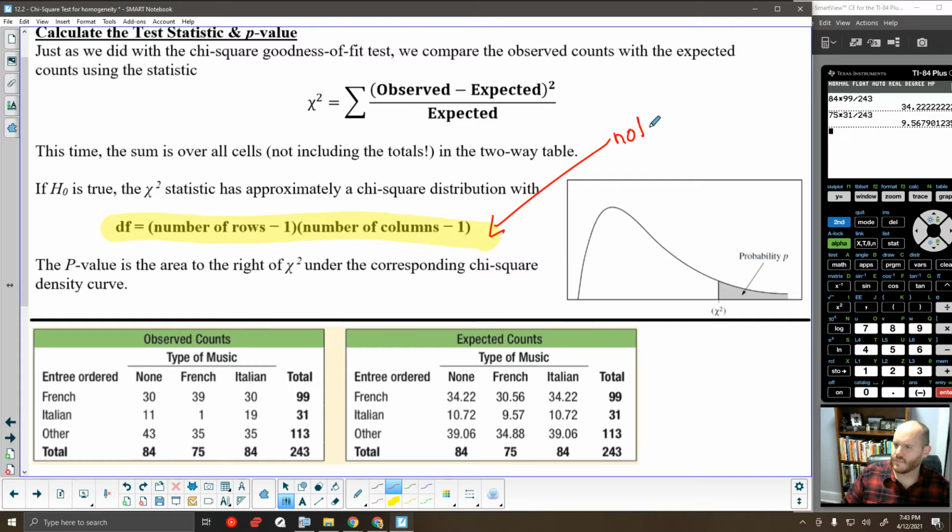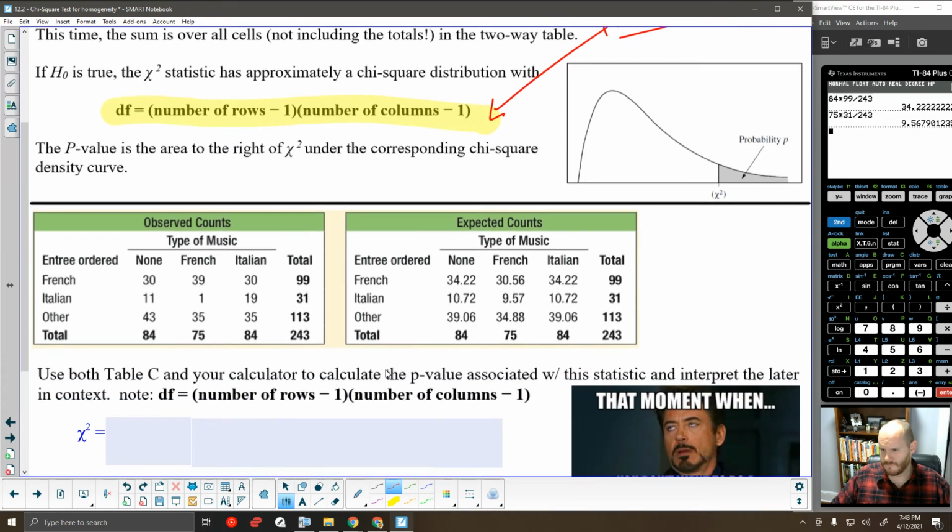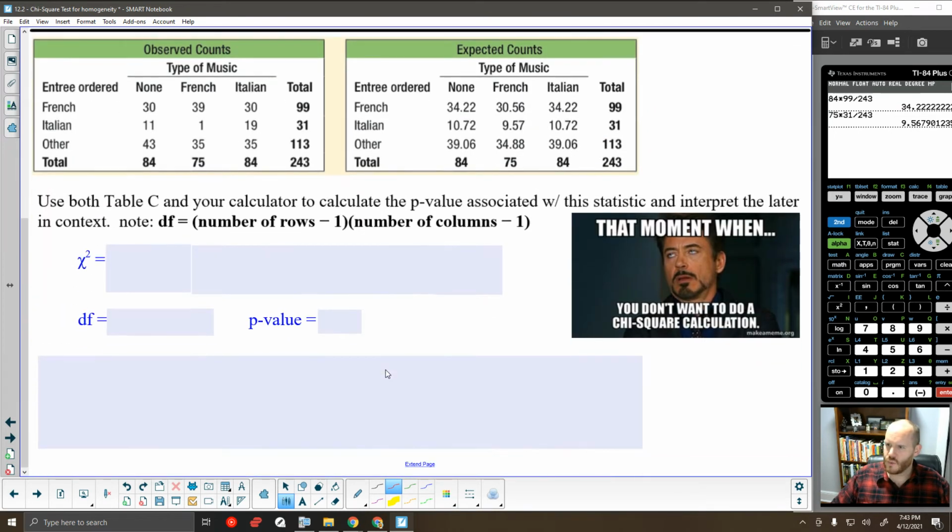Again, that is not on the reference table, so that is something that you would have to keep in mind. It's essentially number of populations or groups minus 1, and then number of variables minus 1. So that's why it's kind of similar to the degrees of freedom for the goodness of fit test. It's just now that I have more than one population. So let's actually go through and compute this chi-square statistic, keeping that information in mind. I'll show you how to use your calculator and also table C if you are going to do this using just the reference table.